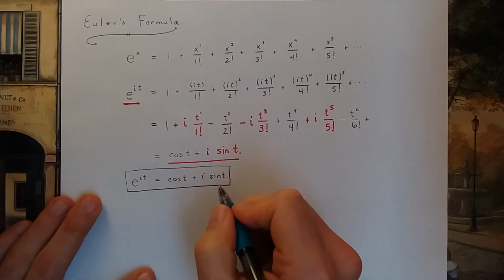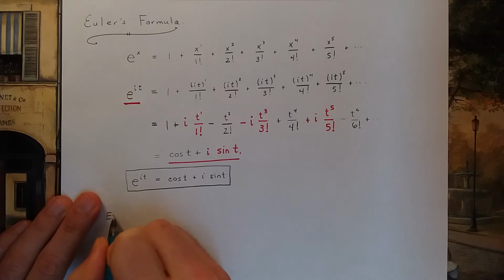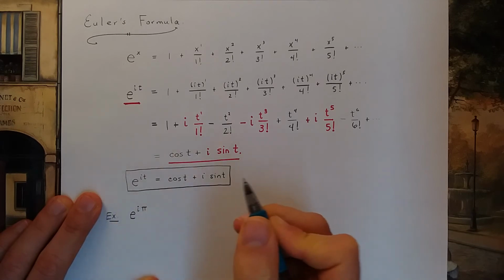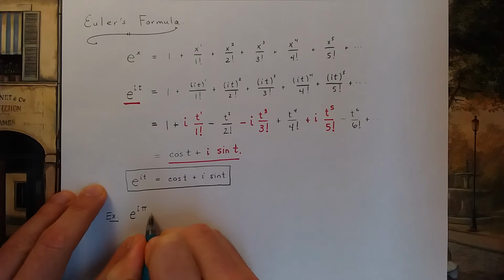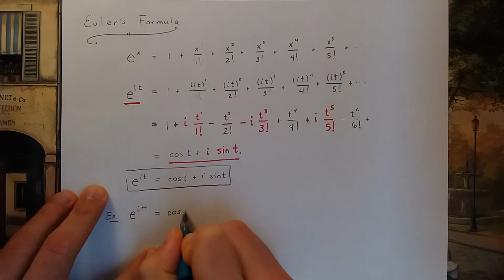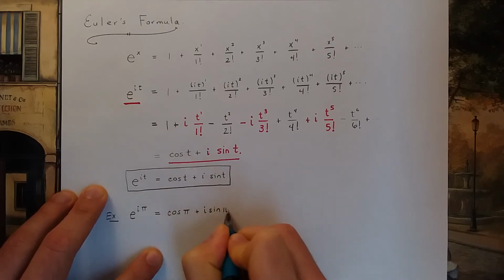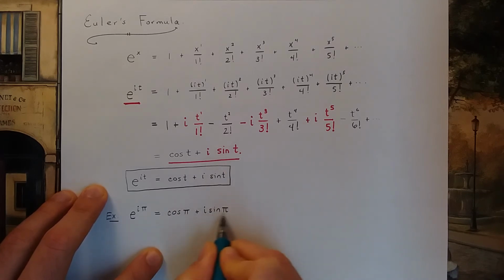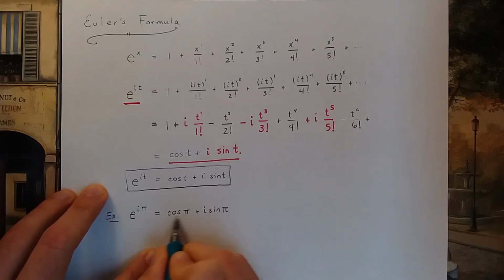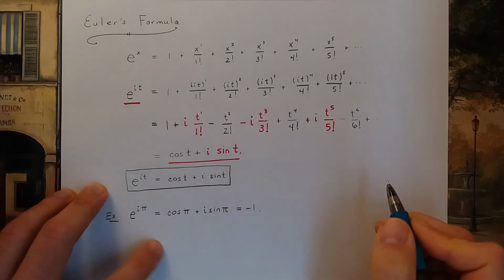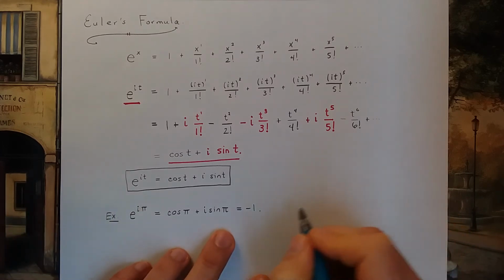So as an example, you could plug in certain values for t. You could plug in pi, for instance. So pi is a number. I could plug that in for t. Then e to the i pi power is cosine pi plus i sine pi. Now, sine of pi is 0. Cosine of pi is -1. So we get -1.